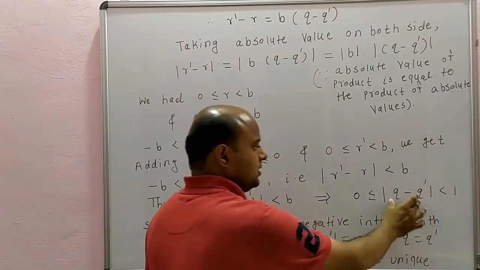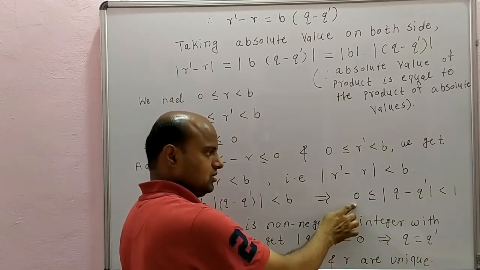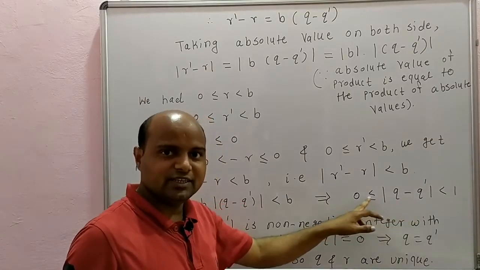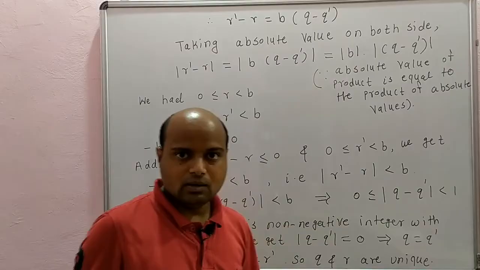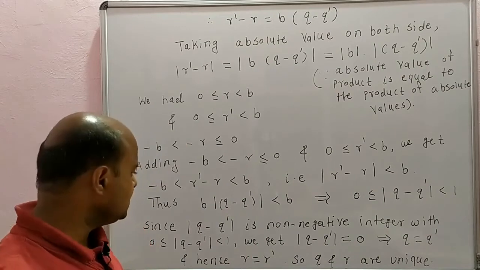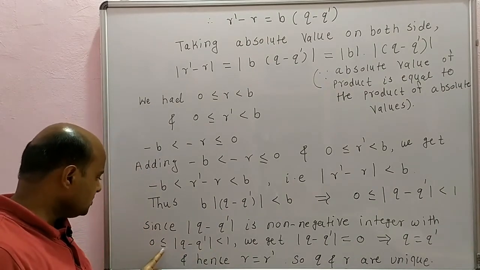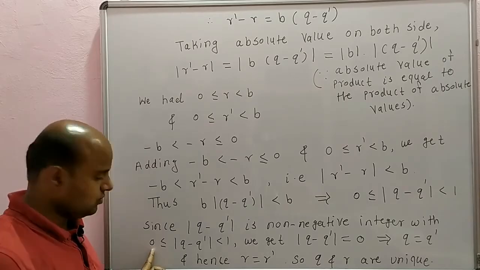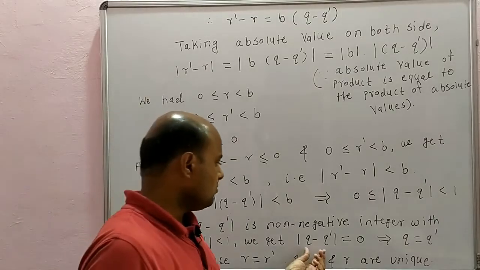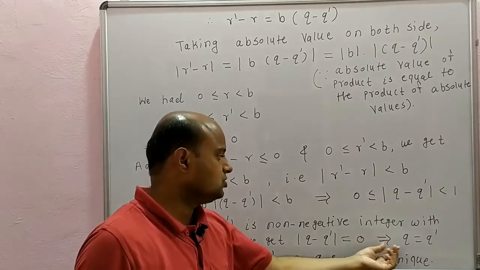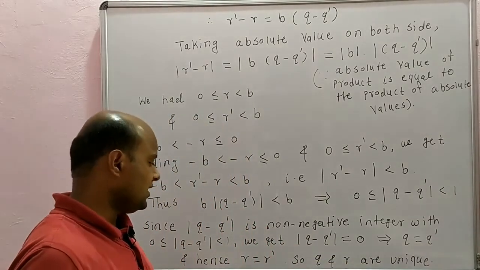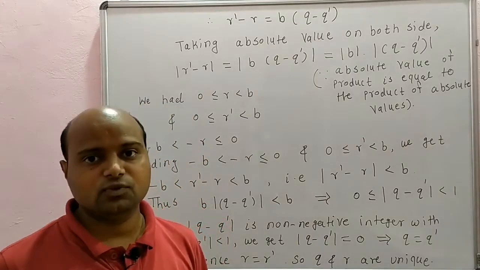And this is an absolute value, and therefore it must be greater than or equal to 0. Now what we got? |Q − Q'| is greater than or equal to 0 and strictly less than 1. But |Q − Q'| is a non-negative integer, so we must have |Q − Q'| equal to 0. This gives Q = Q', and hence R = R'. So this proves the uniqueness of Q and R.